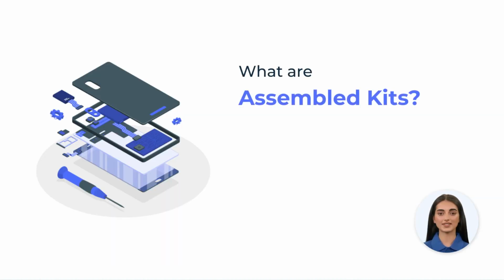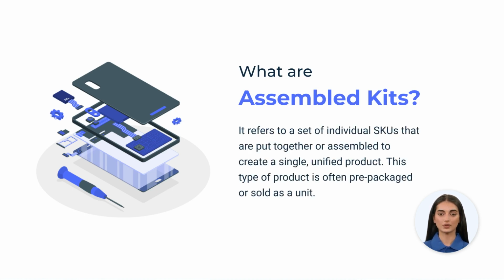Now let's discuss the assembled kits. What are assembled kits? An assembled kit refers to a set of individual SKUs that are put together or assembled to create a single unified product. This type of product is often pre-packaged or sold as a unit, containing all the necessary elements for a particular purpose. Now let's understand how assembled kits are created.